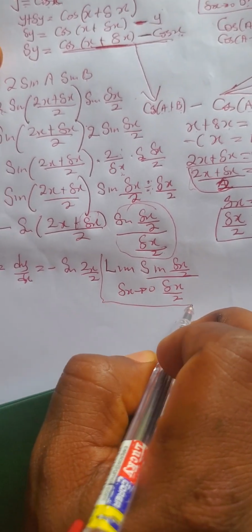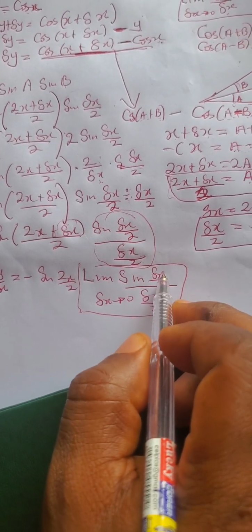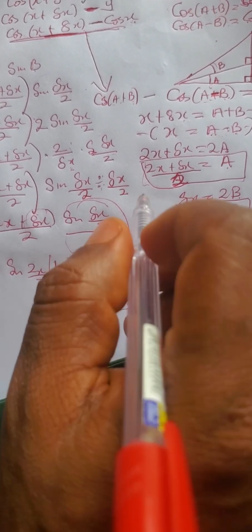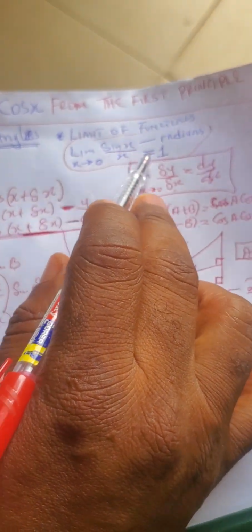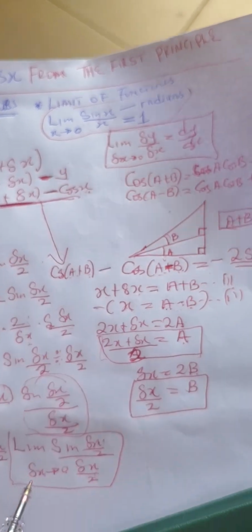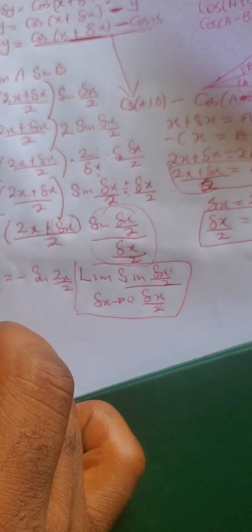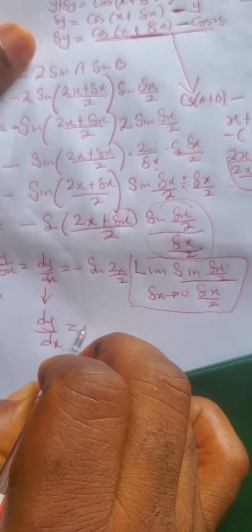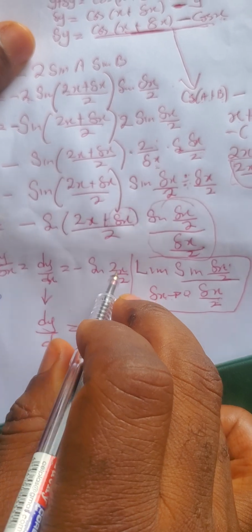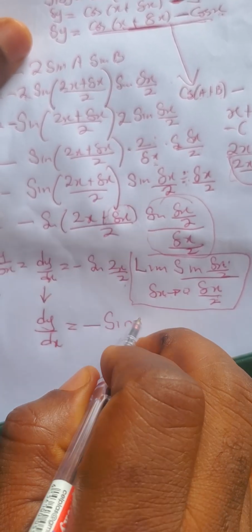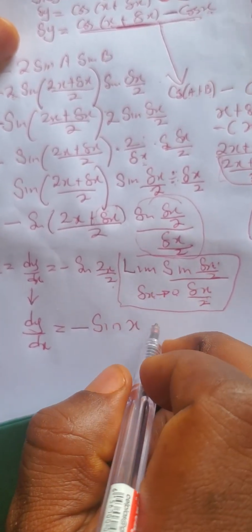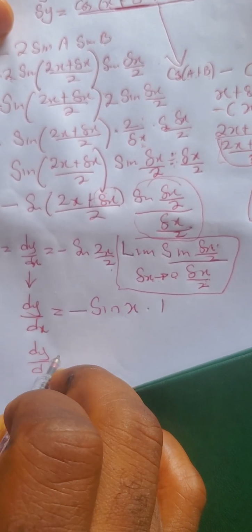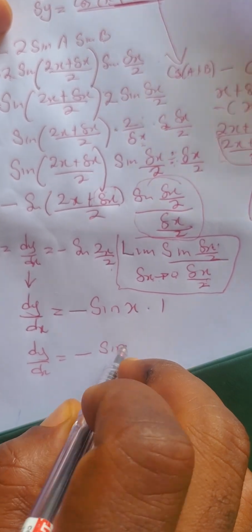Now this particular limit that I have here, since the same parameter that I have here is the one down there, and this delta x tends to 0, this expression is similar to what I have here as a standard limit. So the limit here becomes 1. So therefore my dy dx that I'm looking for eventually becomes minus sine, you can see 2 divided by 2 becomes 1, leaving x here, and this expression I have here, the limit is 1. So finally dy dx is equal to minus sine x.